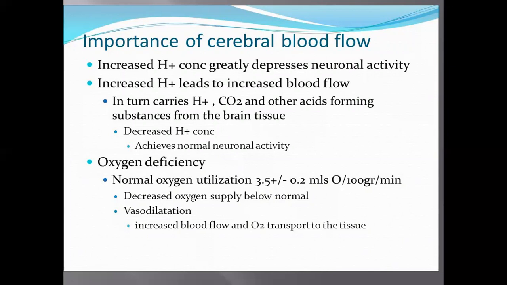And you'd also need to look at H plus concentration within the blood. For example, an increased H plus concentration is going to depress neuronal activity, and it's also going to increase blood flow, right? Then when you have an oxygen deficiency, if you look at the figures there, that's what you expect to use per minute. You're going to have vasodilation and increased blood flow and oxygen transport to the tissue, trying to compensate for the already diminishing values of the oxygen, right?